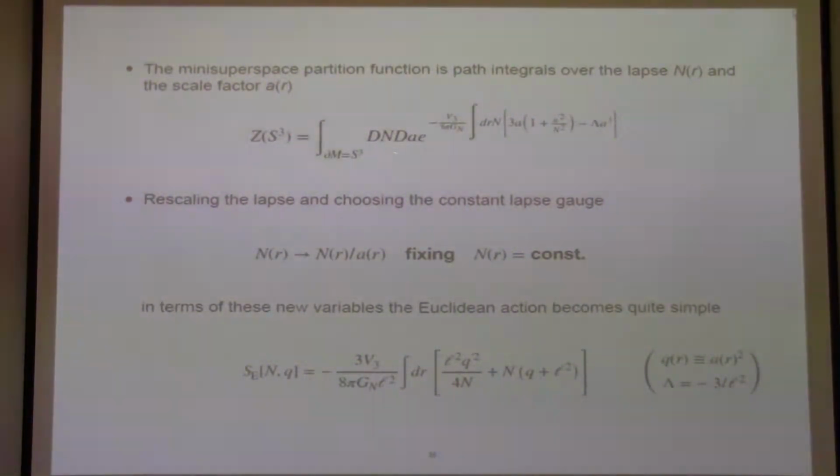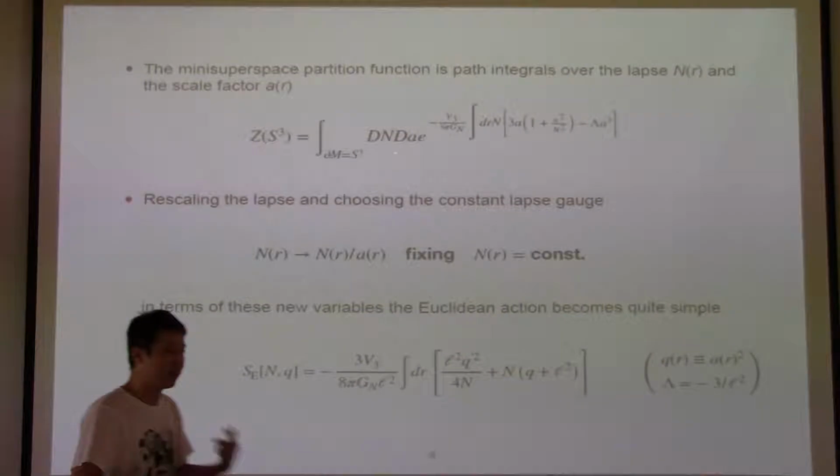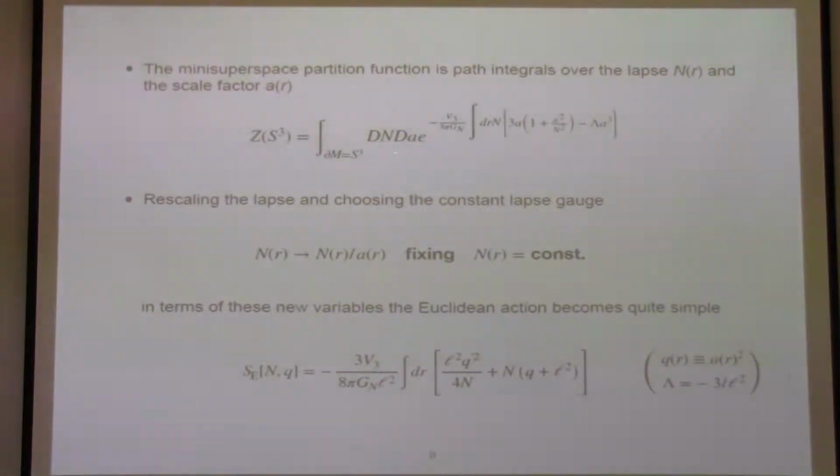So in this ADM parameterization, our action becomes this. This is Einstein-Hilbert plus Gibbons-Hawking-York, so you have scale factor dependence and lapse dependence. Now we're going to make a simple change of variables, but this seems to be crucial. This is what people do in the de Sitter case.